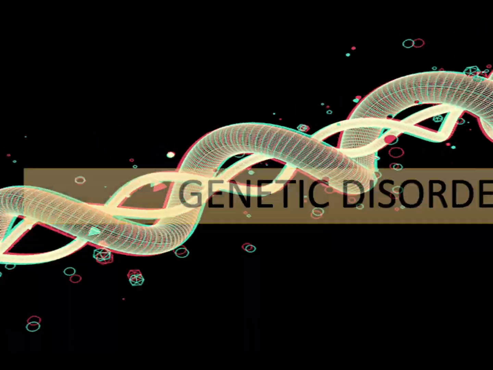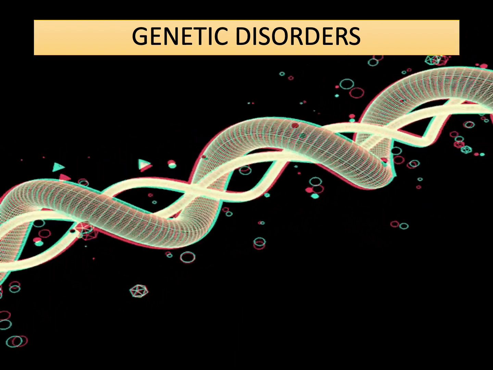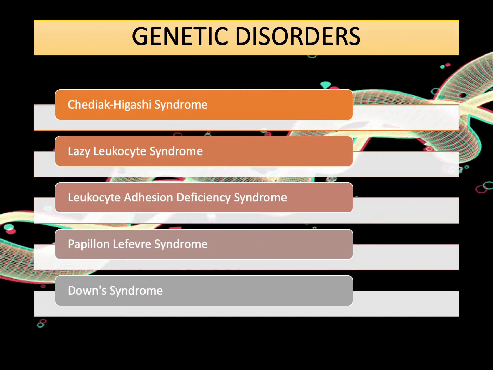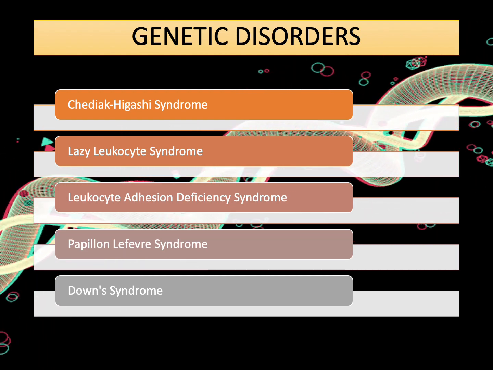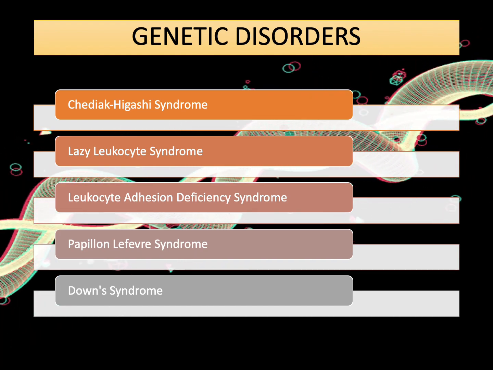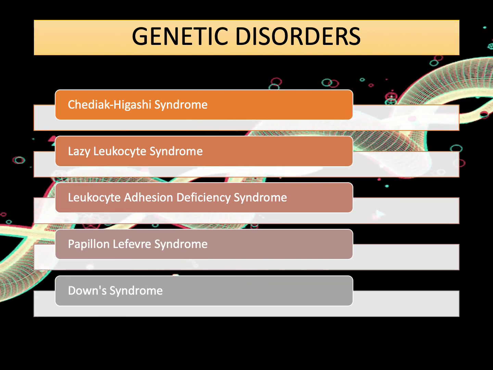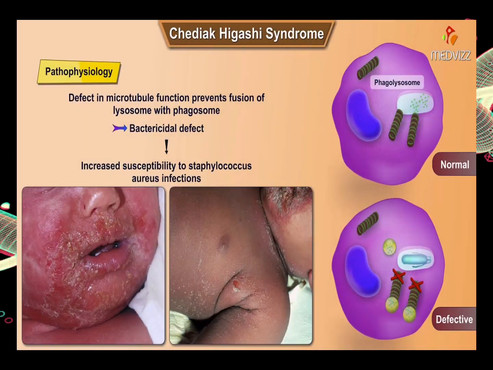Moving on to the effect of genetic disorders on the periodontium. The most common genetic disorders related to periodontal disease are Chediak-Higashi syndrome, lazy leukocyte syndrome, leukocyte adhesion deficiency syndrome, Papillon-Lefevre syndrome, and Down syndrome. Chediak-Higashi syndrome is a rare disease that affects the production of organelles of cells. It causes partial albinism, mild bleeding disorders, and recurrent bacterial infections.